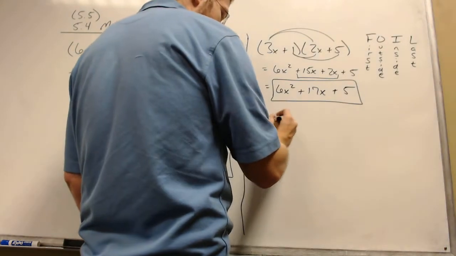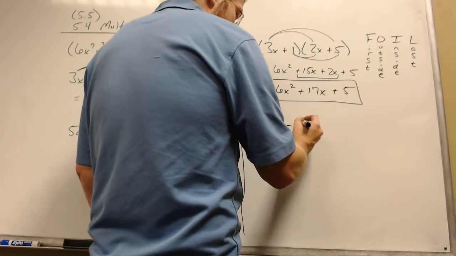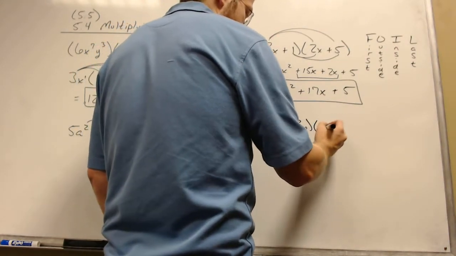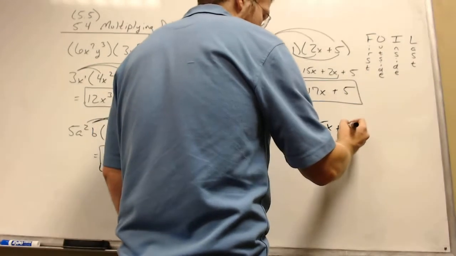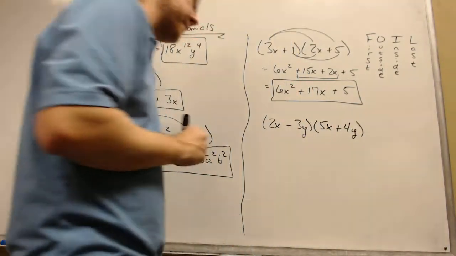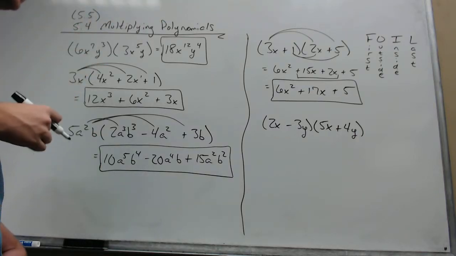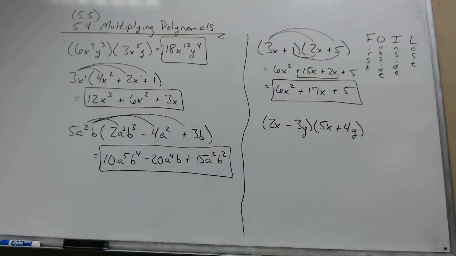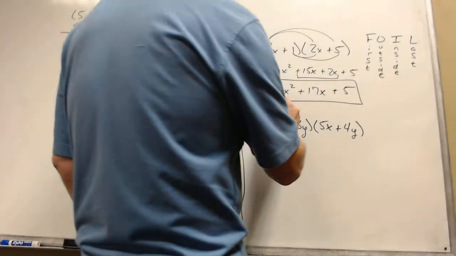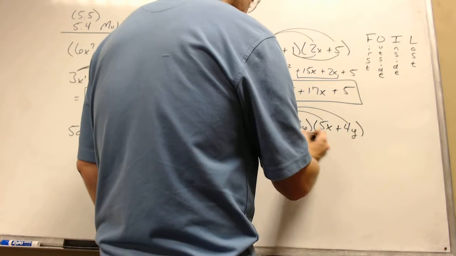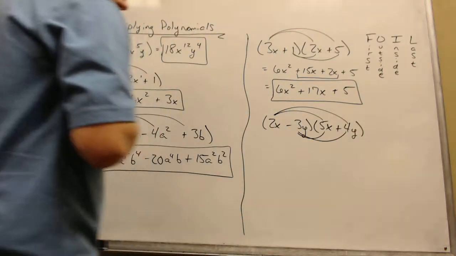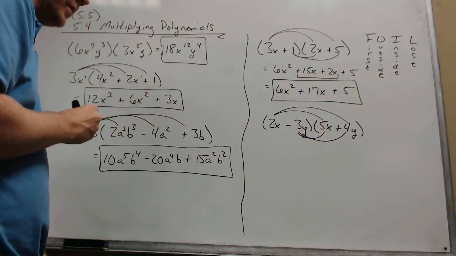Let's look at a different example. 2x minus 3y times 5x plus 4y. Binomial times binomial. This is going to be a very common theme. It's going to pop up in almost every section in chapter 6 where we're dealing with these binomials. So we should get used to it. And this FOIL process should just fall out. And we're going to get very good at this.